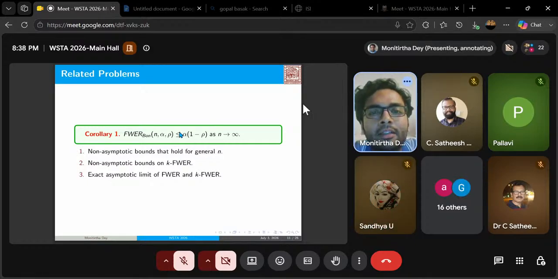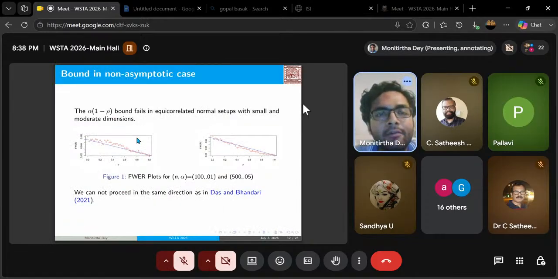Those bounds will help us see the extent of the effect of dependence under small or moderate dimensions. Can we find some non-asymptotic bounds on generalized family-wise error rates? And can we find the asymptotic limit of this Bonferroni FWR? At first, we consider the problem of having a bound in the general non-asymptotic case.